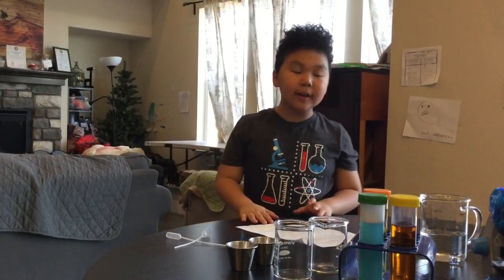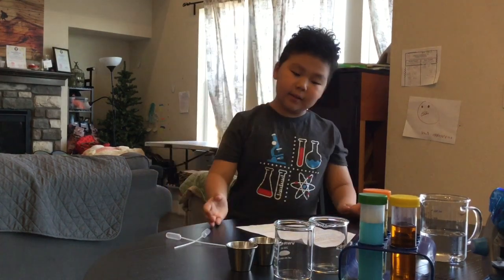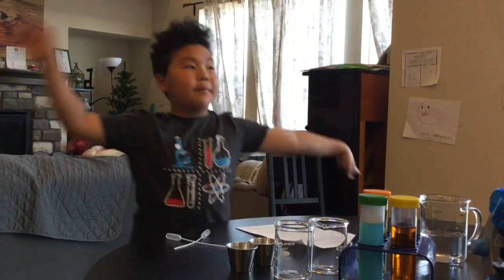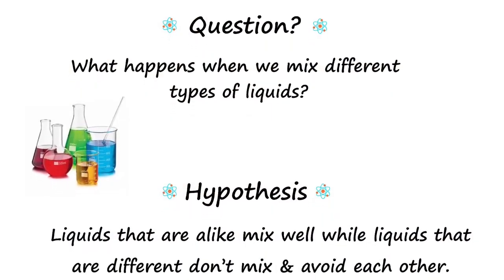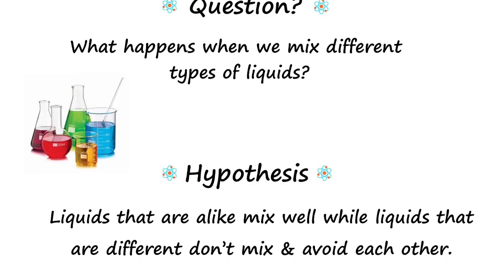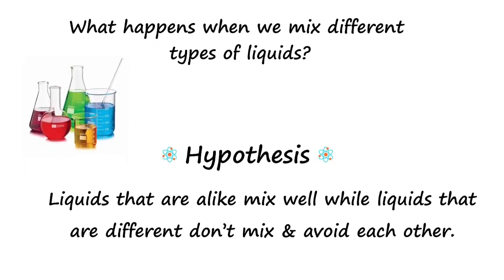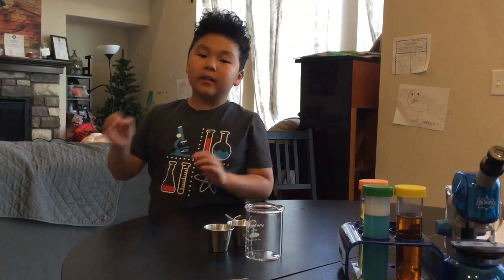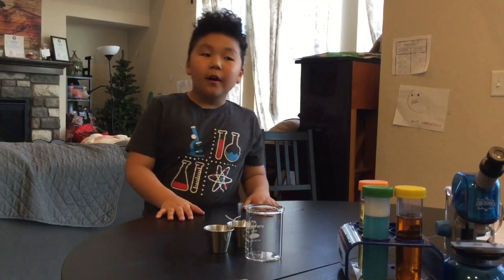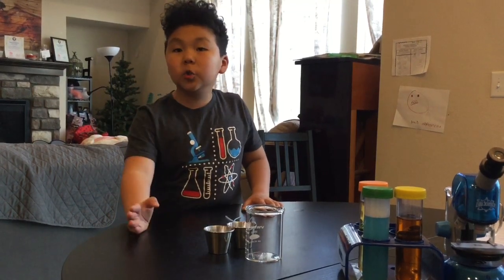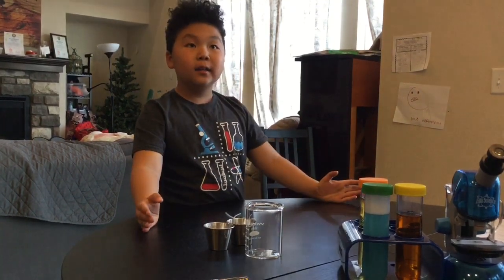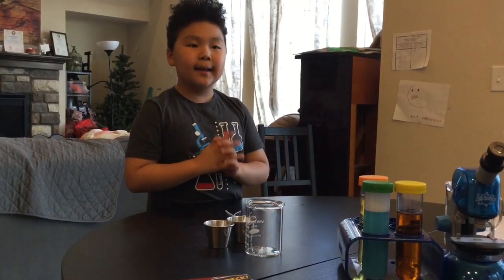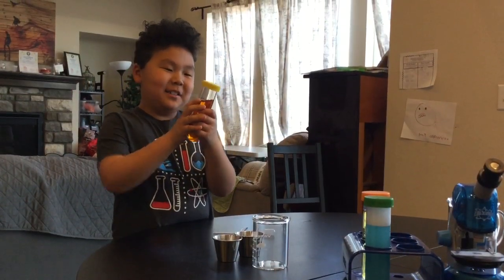Sometimes we can have pure liquids, like water. We can have some fun by mixing different types of liquids. Today we're going to make some mixtures. We're going to be mixing water and oil and dye, and we're going to see what happens. This is food coloring, dye.